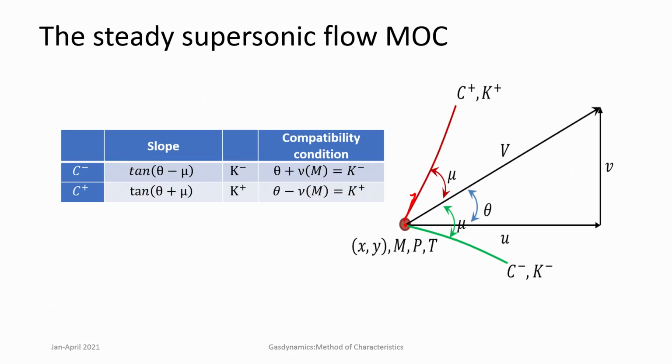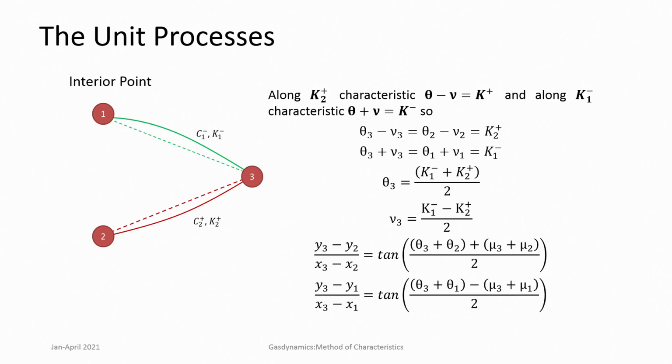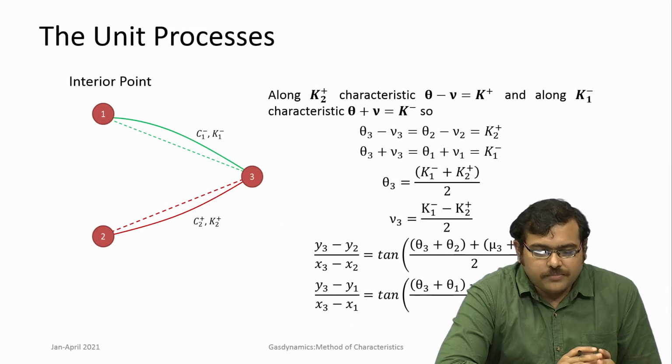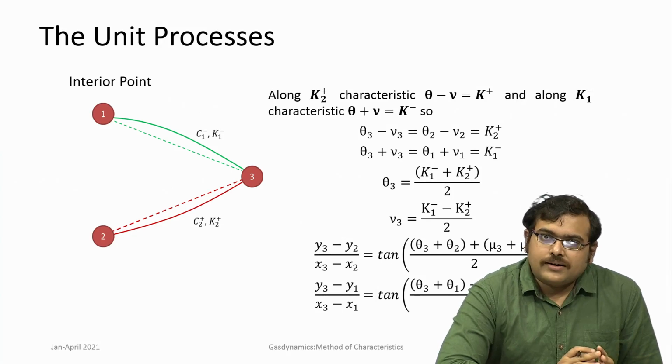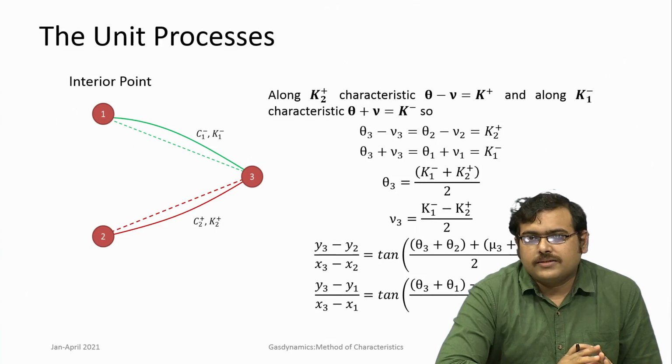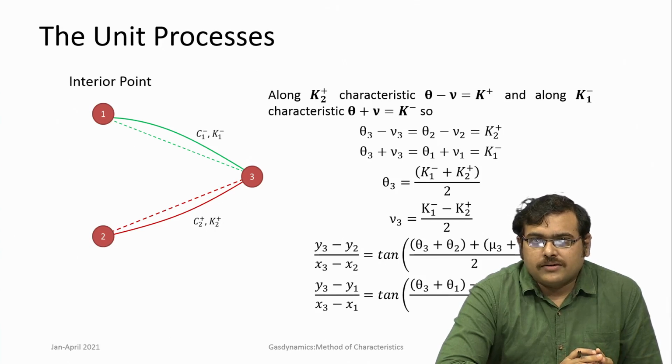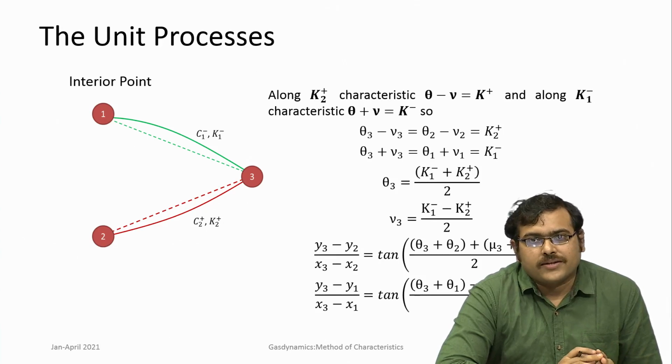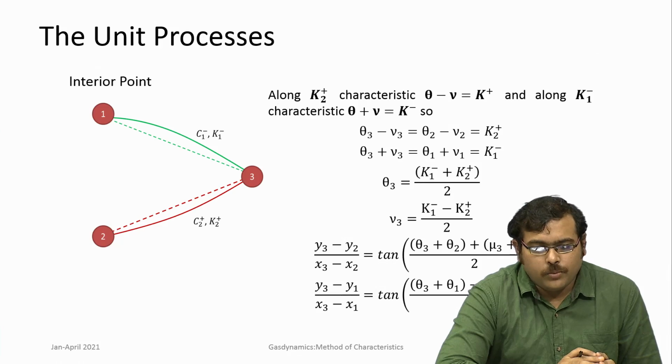You start from an initial line or initial condition. So, in order to do this, there is a certain set of procedures that has to be done for certain points within the flow or at the boundaries. So, what are these processes? We will see. They are called the unit processes. If you consider an interior point, that means it is well inside the flow, all its neighbors around it are flow points, they are all inside the domain of the flow.